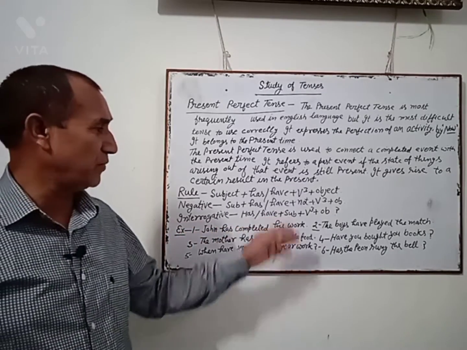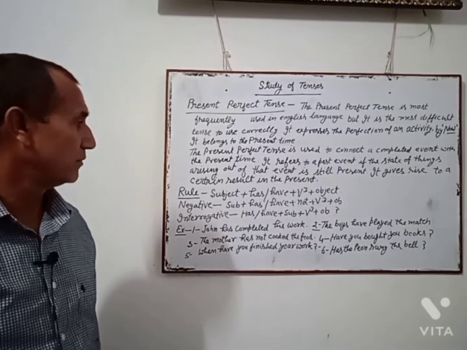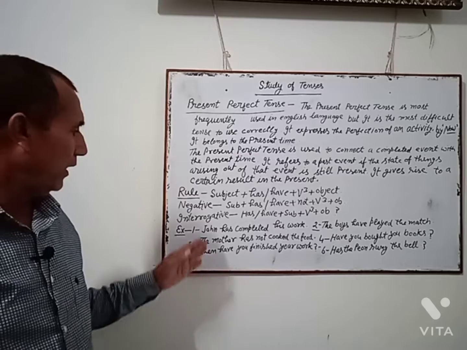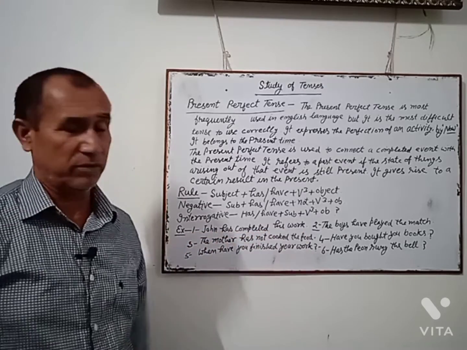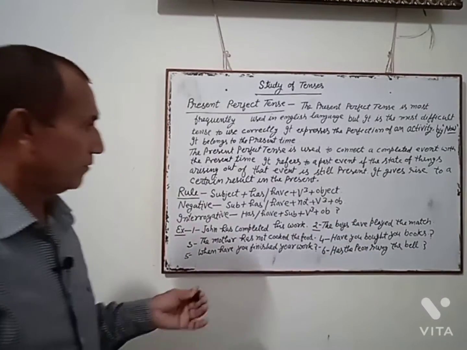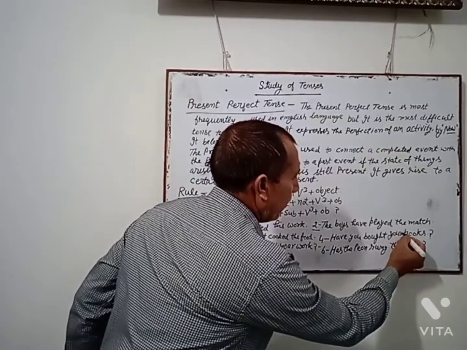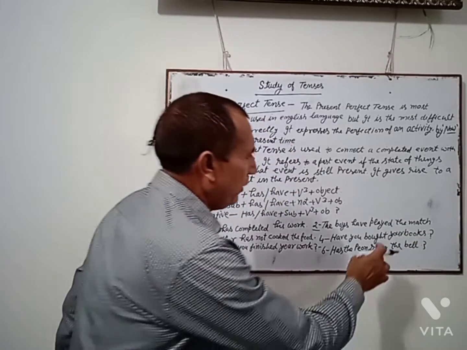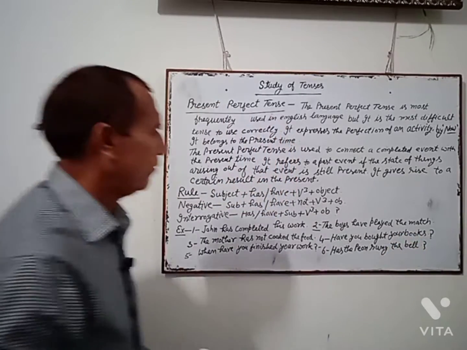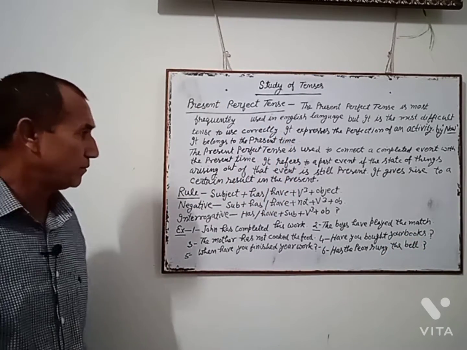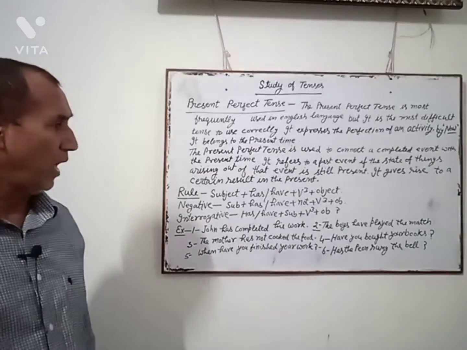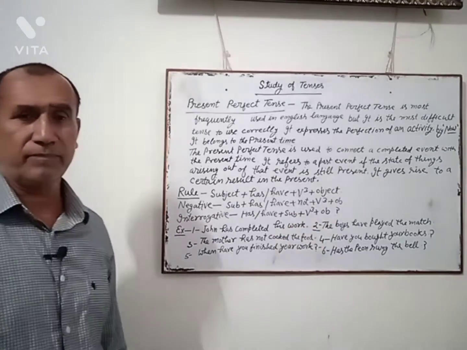John has completed his work. The boys have played the match. The mother has not cooked the food. Have you bought your books? When have you finished your work? Has the peon rung the bell?